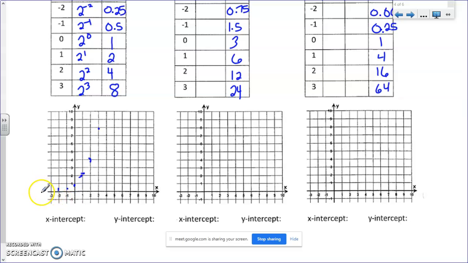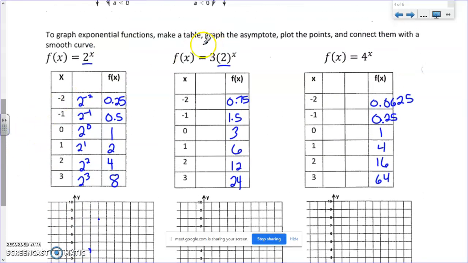Okay, this got started small and then it got big quickly. It grew exponentially. Exponentials grow really quickly because it's the base times itself. So let's go back up here and talk a minute. We're going to make a table. Check. We're starting to graph, and we're going to plot points and connect them with a smooth curve.